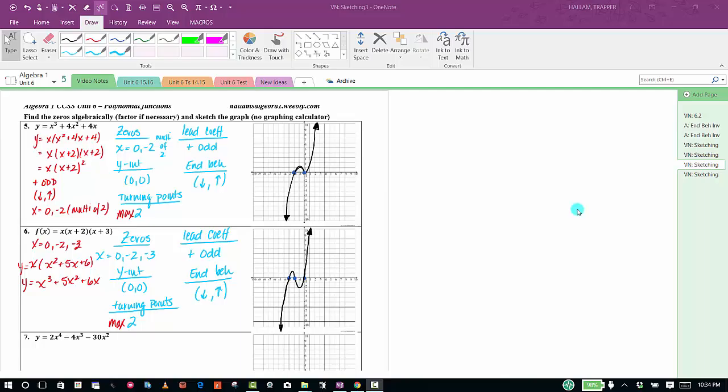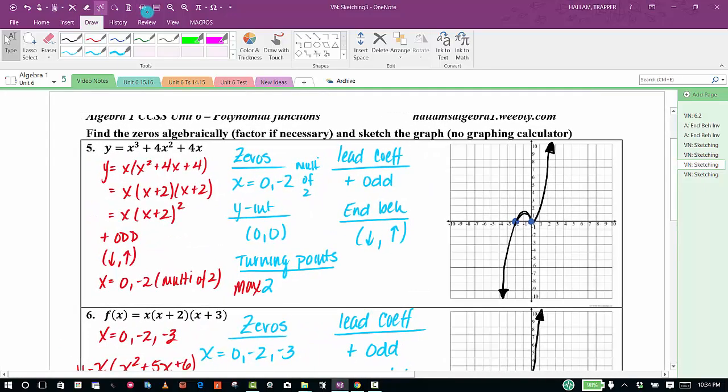Okay, welcome to part two of polynomial sketching. Really, part two is just some examples that we're going to go through. So we've already done the notes. These are a couple examples I want to walk you through a little bit. So let's get right down to this.